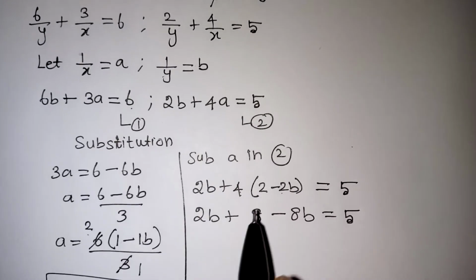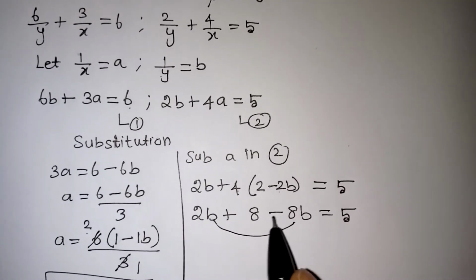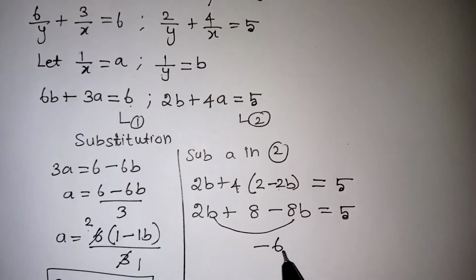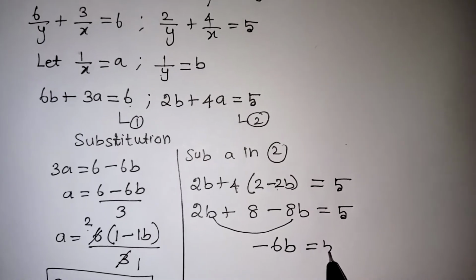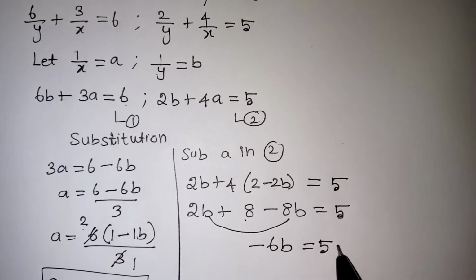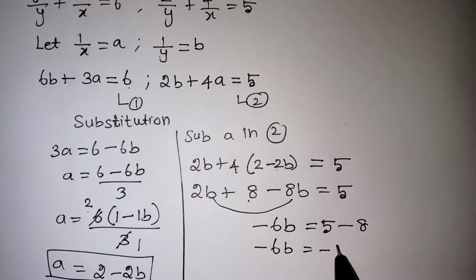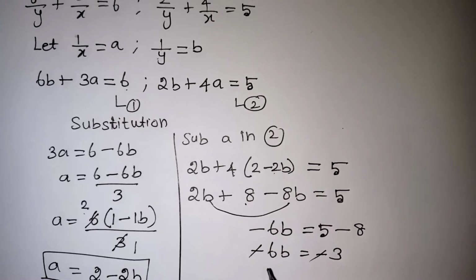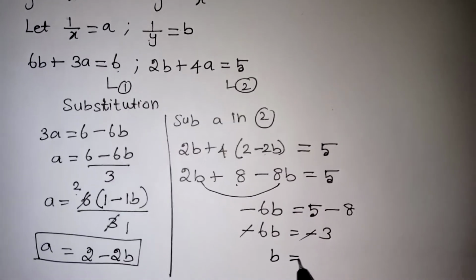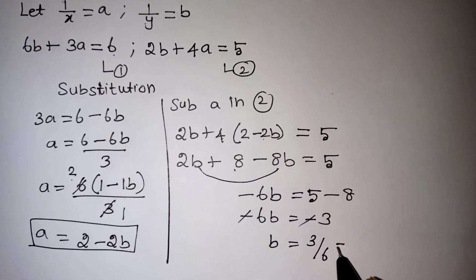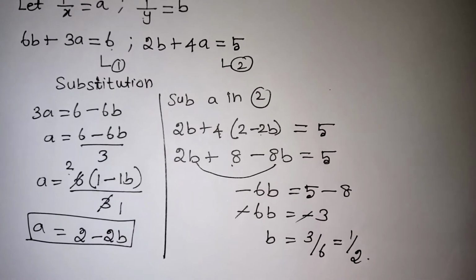So here 2b minus 8b subtraction. After subtraction you will be getting minus 6b which is equal to 5. This plus 8 if you bring it into the other side, minus 8. So minus 6b which is equal to minus 3 we are getting. Minus minus will get cancelled. So b is equal to 3 by 6 we are getting, which is equal to 1 by 2. So b value we are getting 1 by 2.